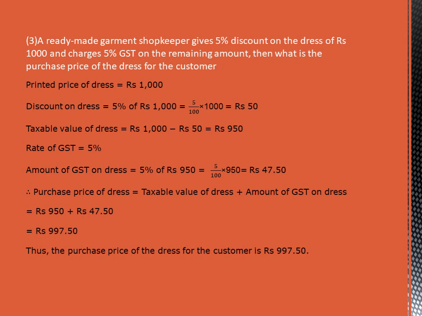Now how do we calculate the purchase price? Taxable value plus amount of GST. The taxable value is 950 plus 47.50, which gives 997.50. Here they ask only for the purchase price, so 997.50 is the purchase price of the dress.